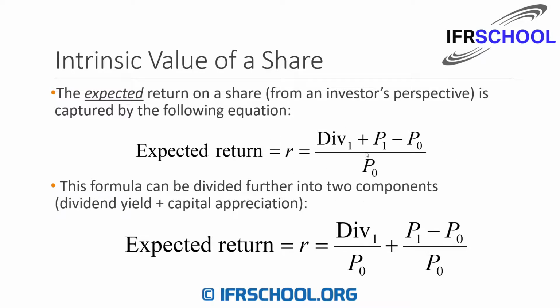We can rearrange this equation and we can explain expected return as being equal to the dividend expected at the end of the first year divided by the initial investment amount, plus the change in the share price over that year divided by the initial investment amount. In other words, the expected return is equal to the dividend yield plus the capital appreciation on the share.